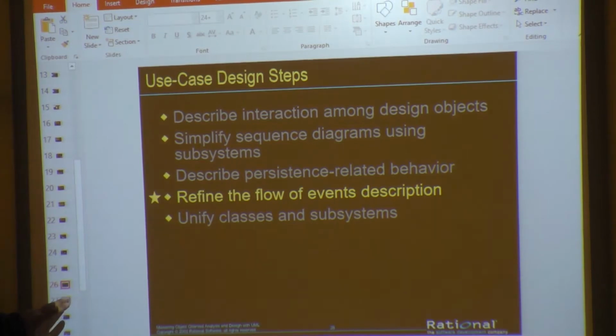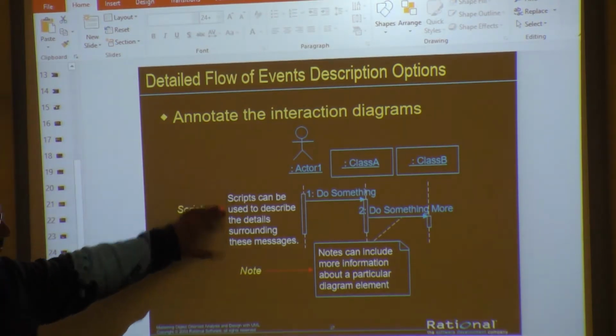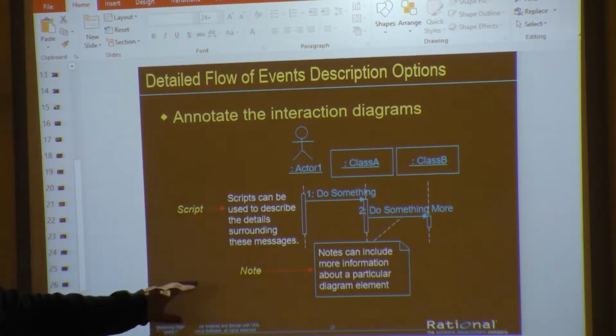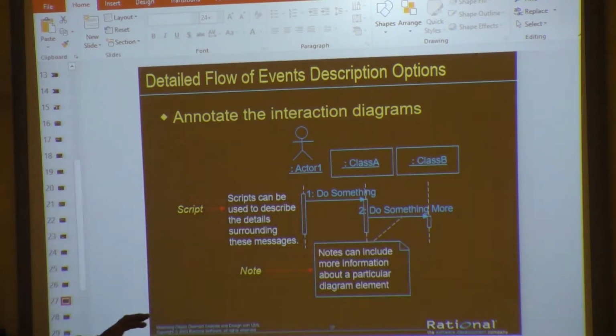So we can then refine our sequence diagrams by adding scripts, which is really a textual portion in your diagram, notes saying that this is happening. Okay. So that can be added to your diagram to give it a bit more detail about why and what is happening around these messages. Okay.